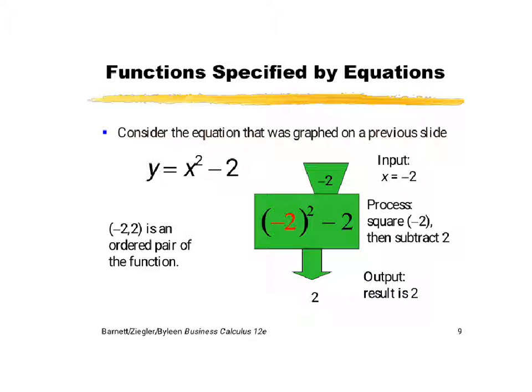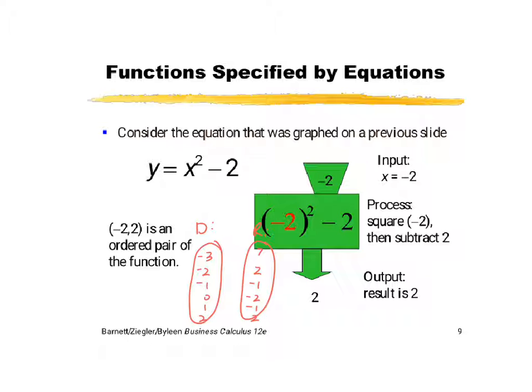Okay, so if we were to draw a diagram, let's draw one here. We'll put our domain values here and our range values here. Our domain values from the table before were -3, -2, -1, 0, 1, 2. And our corresponding y values were 7, 2, -1, -2, -1, and +2.